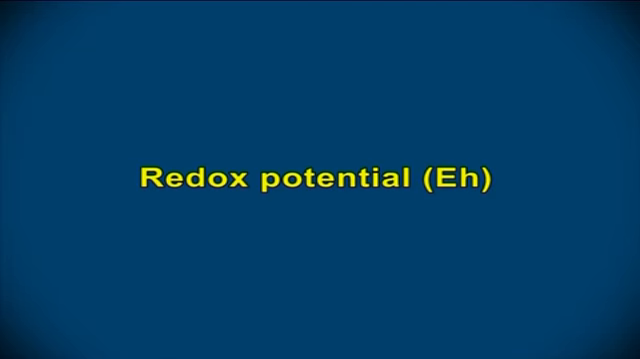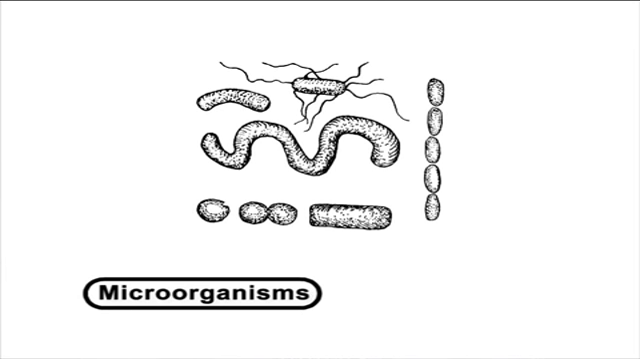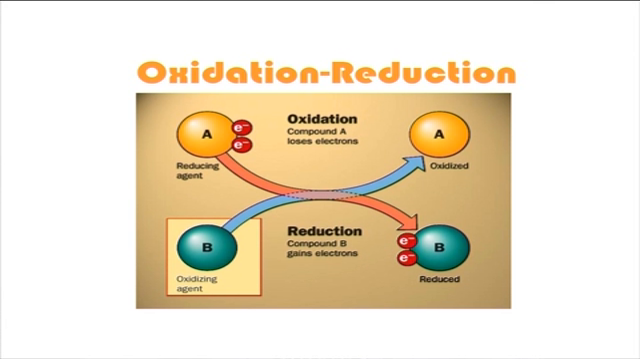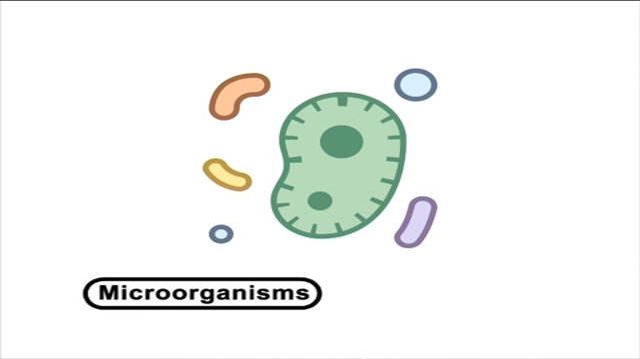Redox potential, that is EH. The prevailing oxygen concentration of food in their environment, chemical composition, and type of microorganisms associated contribute to the oxidation reduction, that is OR, potential of food, and affect growth of microorganisms in them.